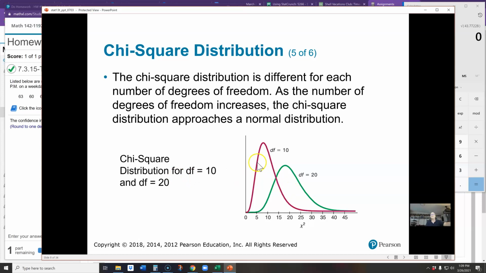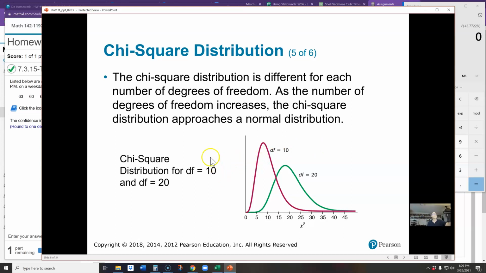And what you can see from this graph with degrees of freedom equal to 10 compared to degrees of freedom equal to 20, is that as the degrees of freedom increases, the lump moves away from being so drastically right skewed and looks to be a little bit more symmetric. And so the higher the degrees of freedom, the higher your sample size, the more the chi-square distribution starts to look a little bit more like a standard normal distribution.